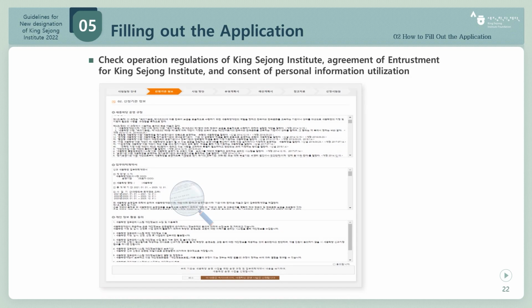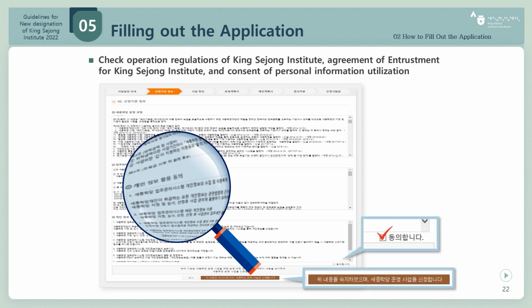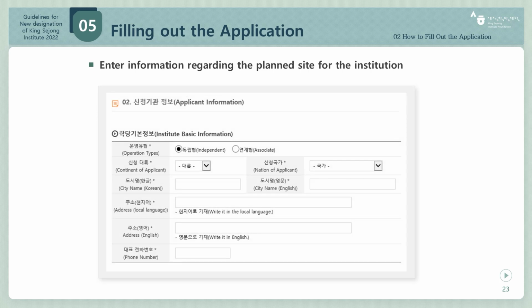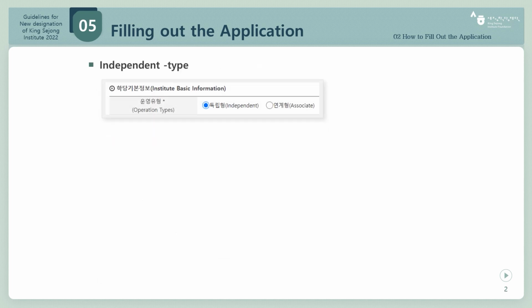Please check the operation regulations of King Sejong Institute, Agreement of Entrustment for King Sejong Institute, and Consent of Personal Information Utilization. In the Institute Basic Information, please enter information regarding the planned site for the institution. When entering applying organization information, the input field changes according to independent type or associated type selection.